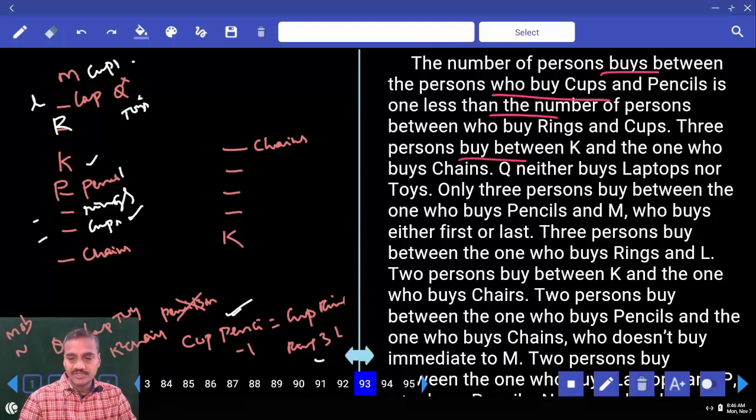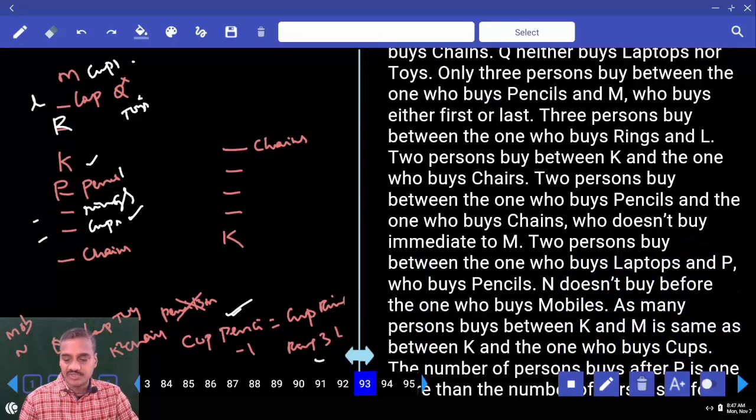And next one, 3 persons between K and the one who buys chain. And saripoyindi. And the one who buys chains, Q neither buys laptop nor toys. The next one, and only 3 persons between pencil and M. And M buys either the first or the last. And 3 persons between ring and L. Now between ring and L there must be exactly 3 people. And 2 persons between K and the one who buys chairs. K and chairs, there must be exactly 2 persons.